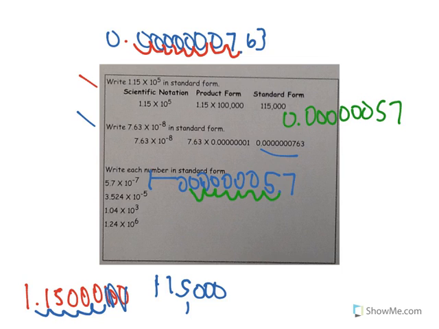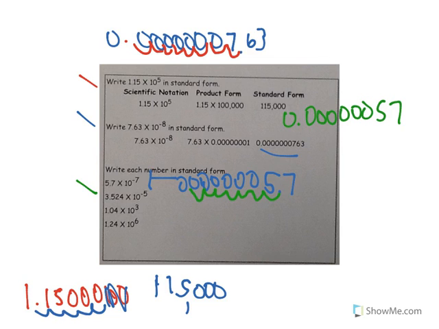So really, scientific notation is all about just moving decimal points and counting the amount of spaces that you move. And if you move the decimal point to the left, when you're going from scientific notation to standard form, basically, if you're moving it to the left, that's because it's a negative exponent. If you're moving it to the right, then it's because it's a positive exponent.